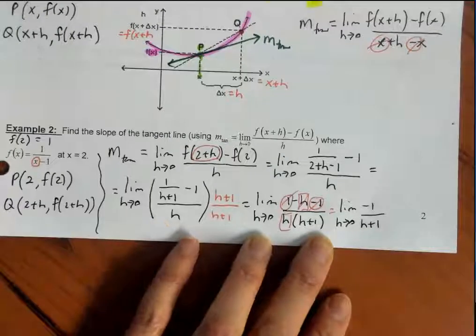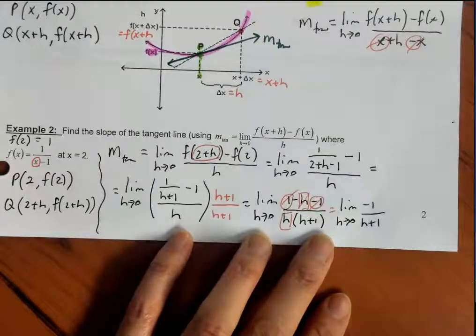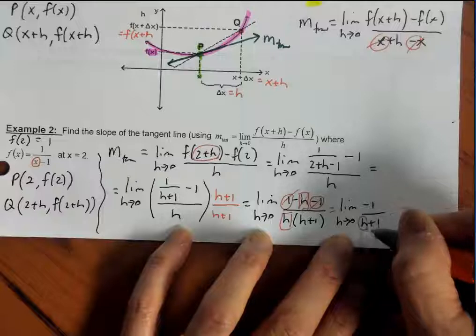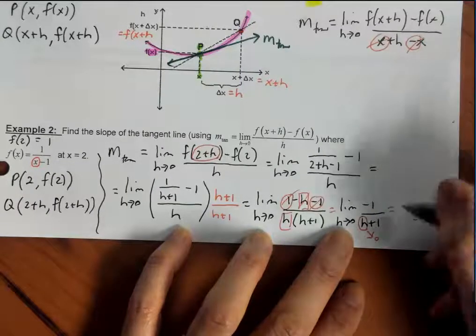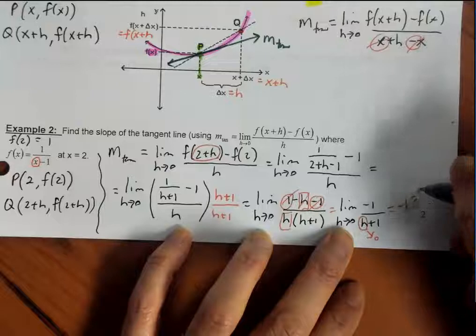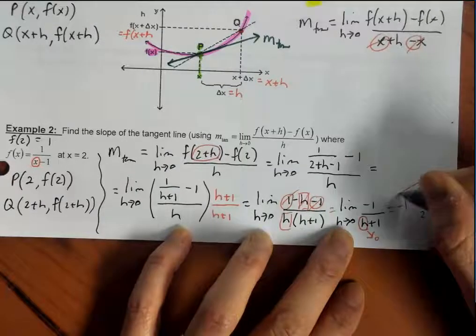Okay, now I take the limit, which means that I'm going to let h go to 0. So this right here now goes to 0. So my answer comes out to be a negative 1, and that represents the slope of my tangent line. So that would be my answer there.